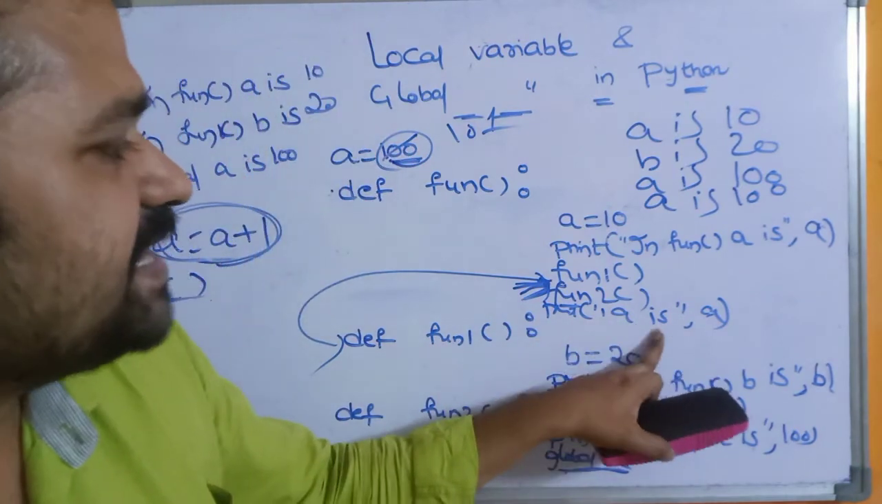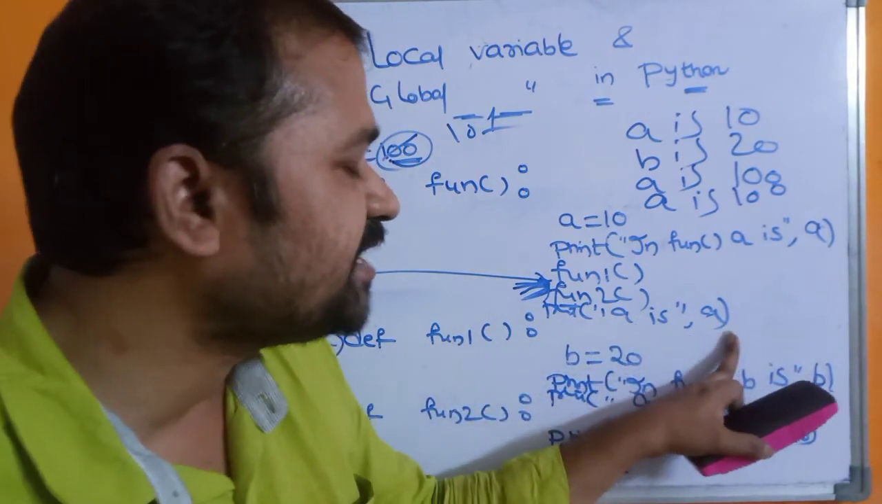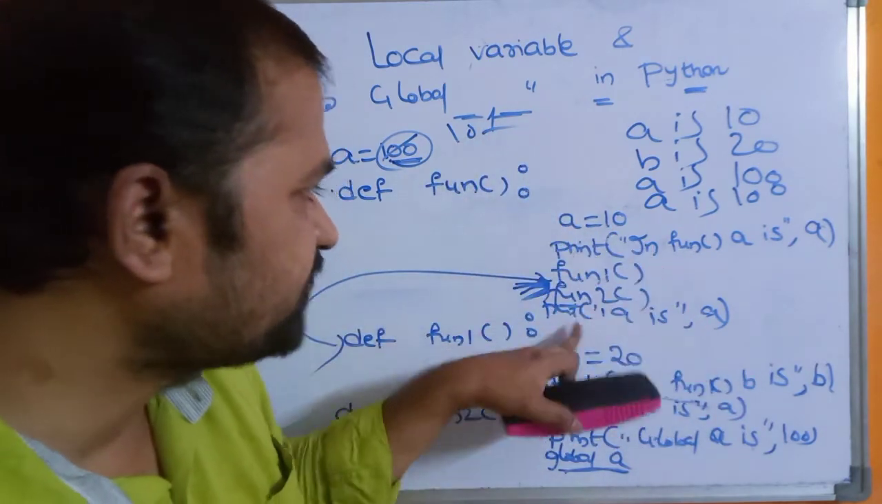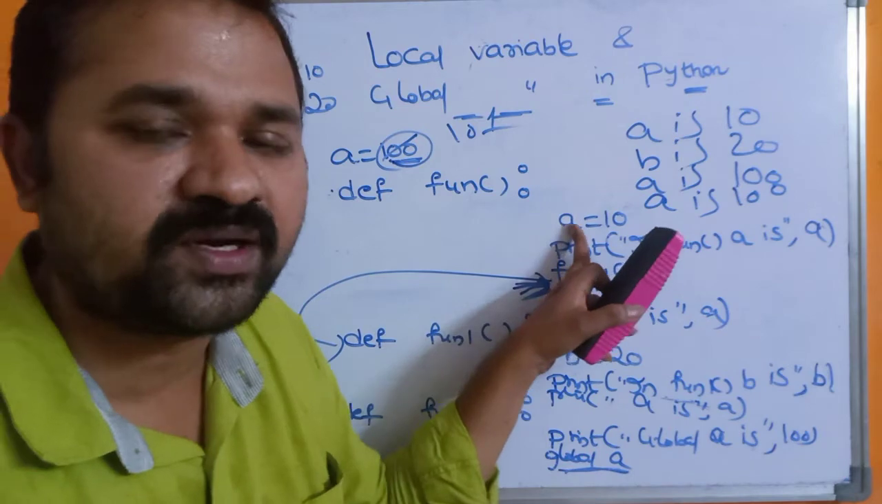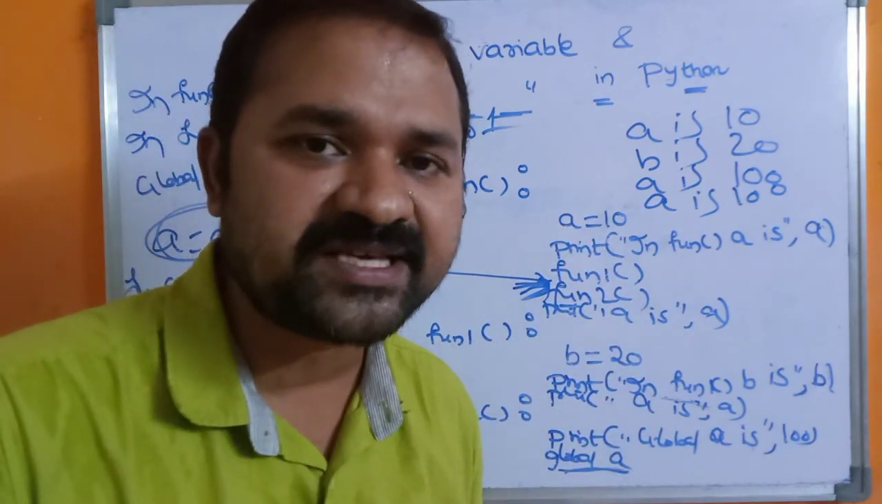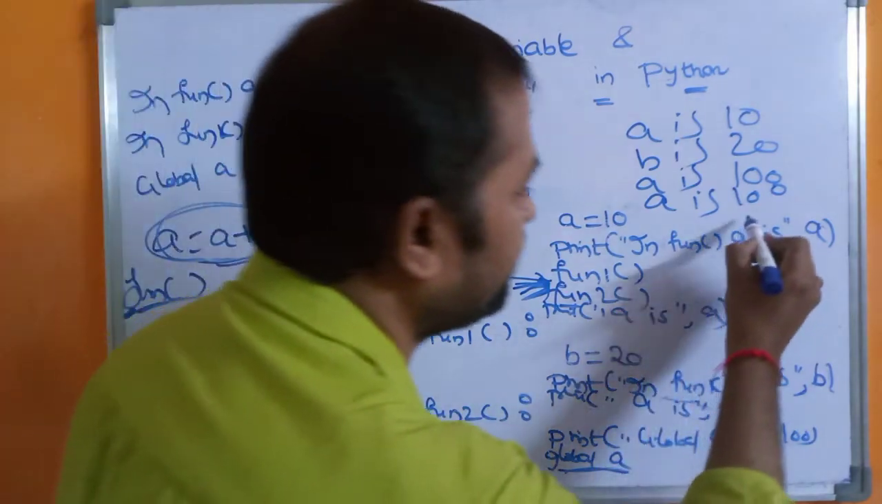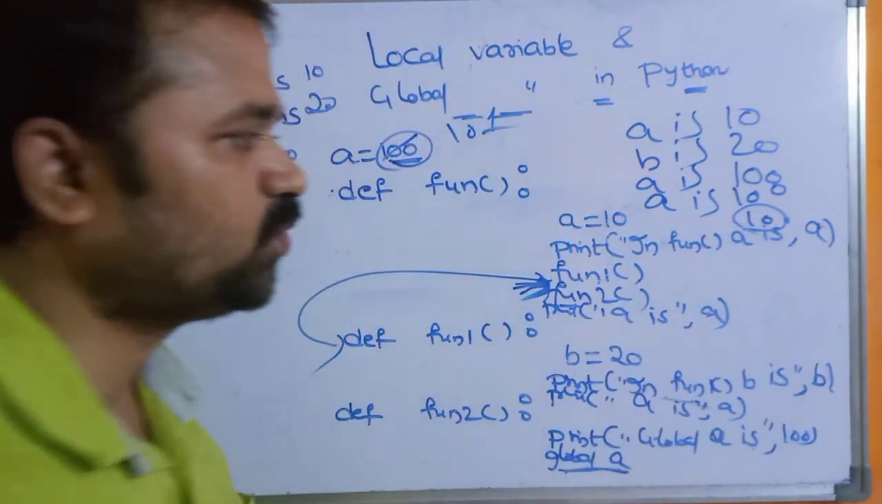a is, so which a will get printed now? This 101 or 10? Here for this function, a is a local variable. If you declare the same variable as local and global, then by default the preference will be given to the local variable. So 10 will get printed now.